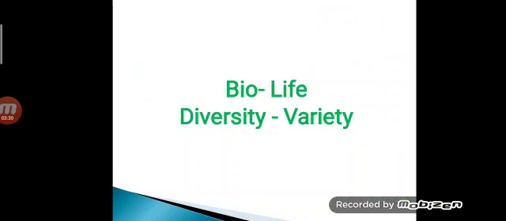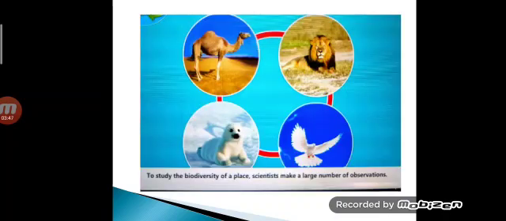Biodiversity is made up of two words, bio and diversity. Bio means life and diversity means variety. So together biodiversity means variety of life on earth. Biodiversity is present everywhere on the earth, in the river, in a forest, inside rock, everywhere. To study the biodiversity of a place, scientists make a large number of observations because biodiversity is a huge number. It is very vast.